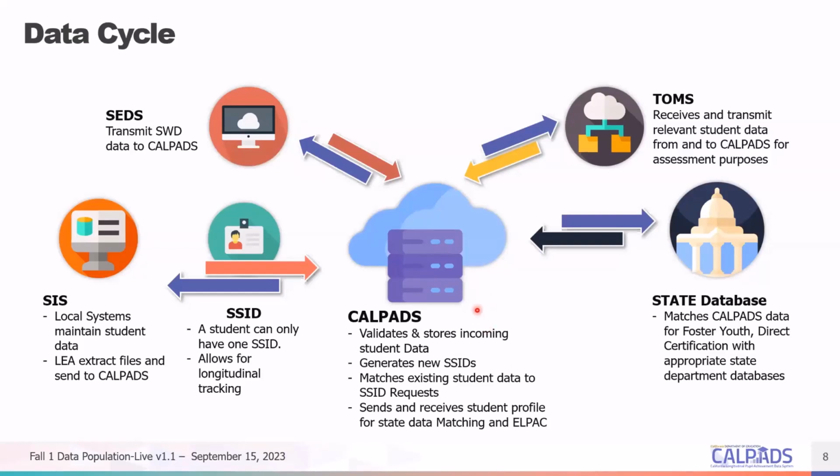While the data is housed in CalPADS, it is sent to other sources in line with reporting purposes, such as TOMS for assessment purposes, and the California Department of Social Services database for direct certification of foster youth.